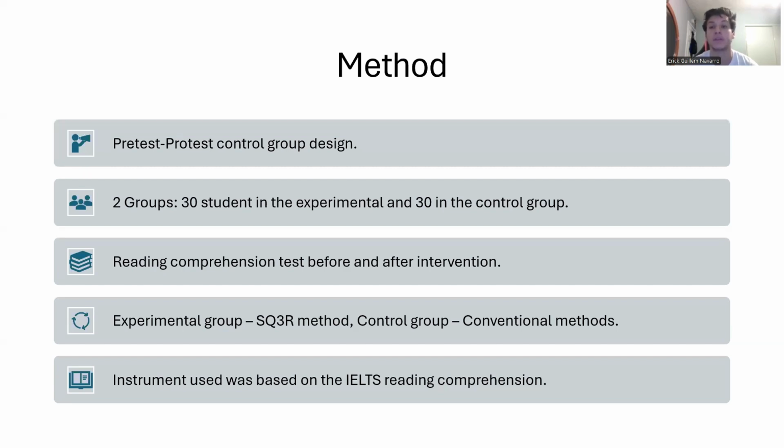They divided the 60 students into two groups, 30 students in the experimental group and 30 in the control group. They did a reading comprehension test before and after the intervention. In the experimental group, students used the SQ3R method, and in the control group, they used conventional methods. The instrument was based on the IELTS reading comprehension, with multiple choice questions, fill in the blank, and true or false.